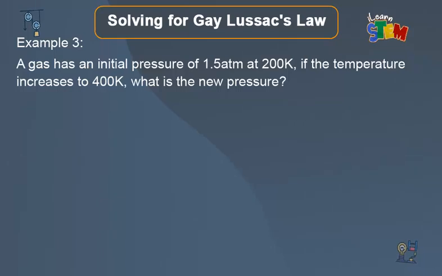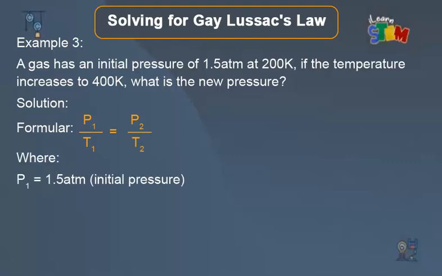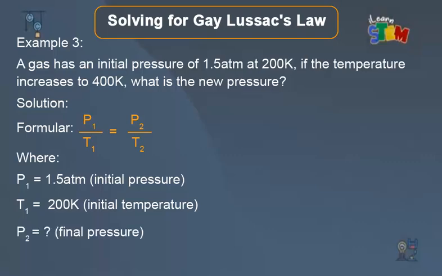A gas has an initial pressure of 1.5 atmosphere at 200 Kelvin. If the temperature increases to 400 Kelvin, what is the new pressure? Solution. Solving this using Gay-Lussac's law, which states P1 all over T1 equals P2 all over T2, where P1 is equal to 1.5 atmosphere, initial pressure. T1 is equal to 200 Kelvin, initial temperature. P2 equals final pressure. And T2 equals 400 Kelvin, final temperature.